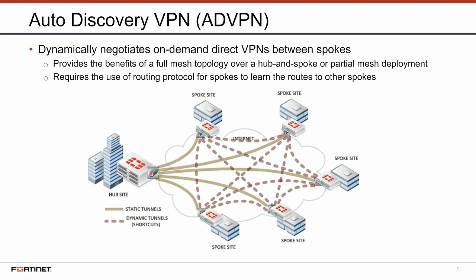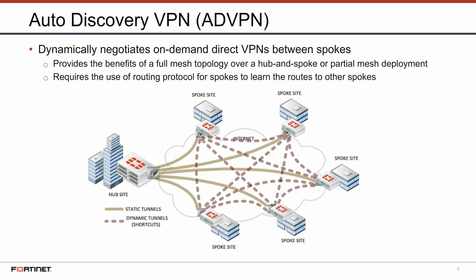Each VPN topology has its advantages and disadvantages. Auto Discovery VPN, ADVPN, is a FortiGate feature that achieves the benefits of a full mesh topology with the easier configuration and scalability benefits of hub and spoke and partial mesh topologies. First, you add the VPN configurations for building either a hub and spoke or a partial mesh topology to the FortiGate devices. Then, you enable ADVPN on the VPNs.